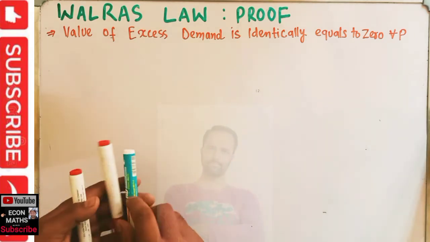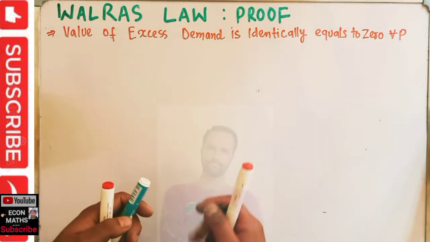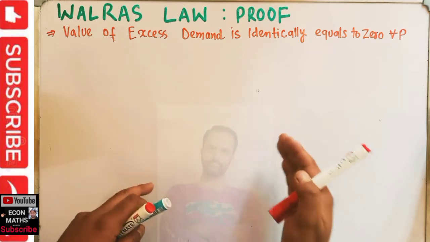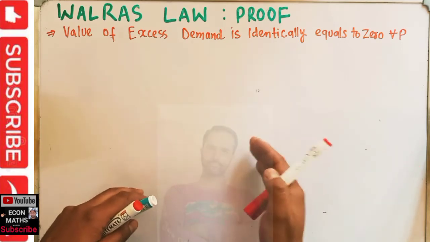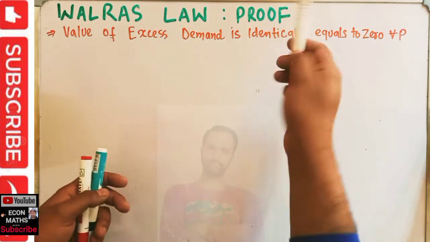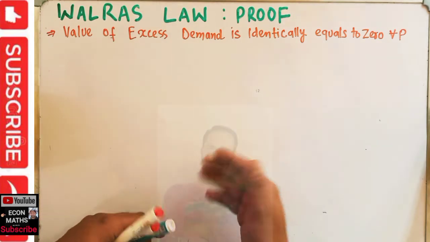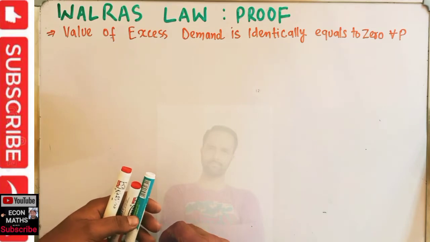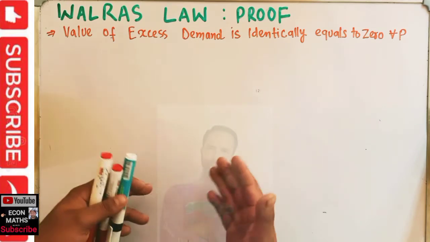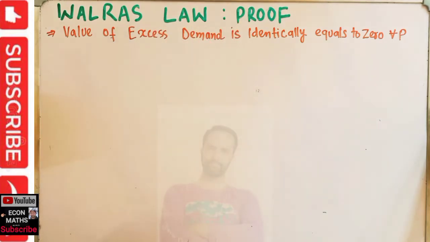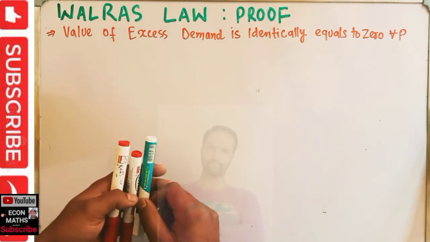We have assumed in the earlier videos a two good model. Each person has some initial endowment. So we will use that information in getting the proof of this Walras law. To get more idea of how I will derive this, you should watch the earlier videos also.